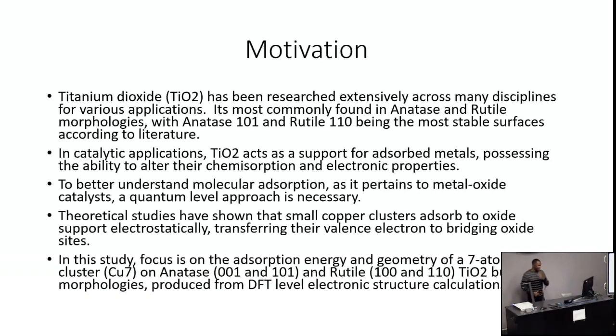Titanium dioxide has been researched extensively for many applications. It's most commonly found in nature in anatase and rutile morphologies, with anatase 101 and rutile 110 being the most stable surfaces according to the literature. In catalytic applications, titanium dioxide acts as a support. When the metal is introduced to the surface, it's dispersed on the surface, and the support stabilizes those particles on the surface.